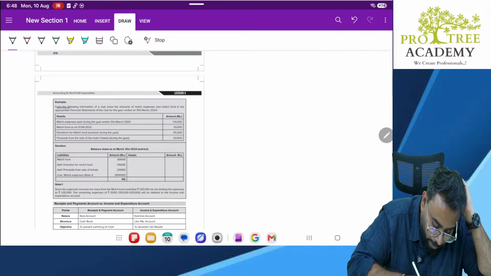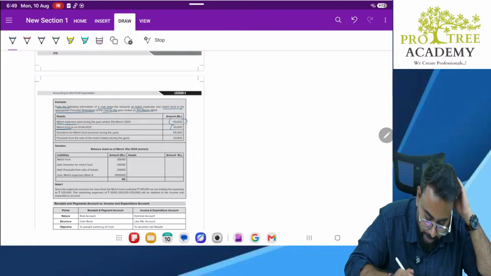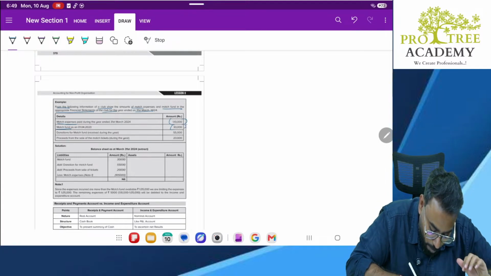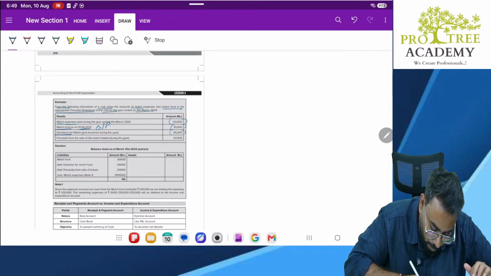From the following financial statement of a club, show the amounts of match expenses and match fund in the appropriate financial statement of the club for the year ended 31st March 2024. Match expenses paid during the year, 1,10,000. Match fund as on date is 30,000. That means this is the opening balance. Donations for match fund received during the year, 55,000. Proceeds from the sale of match tickets is 20,000.